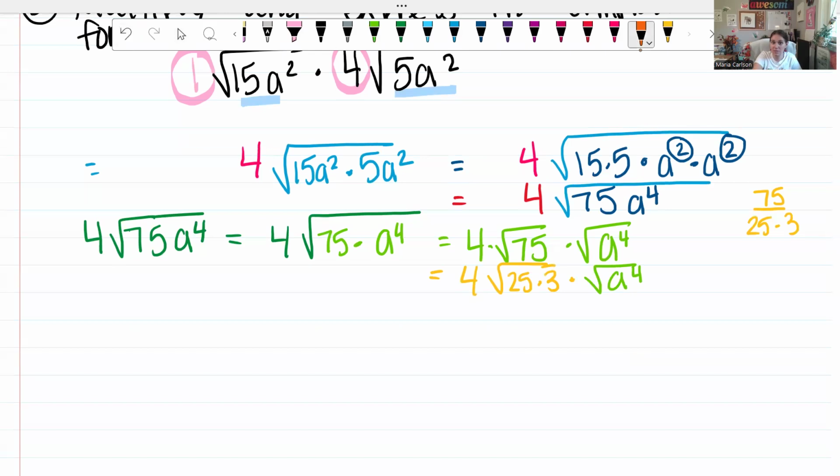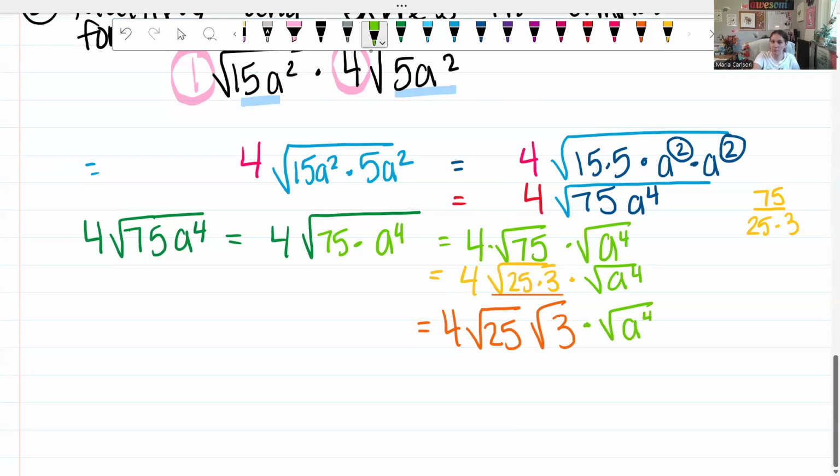And keeping on simplifying, we can break this radical up. This is 4 times the square root of 25 times the square root of 3. So just breaking what we know about this radical up. And then that is being multiplied to the square root of a to the 4th power. All right, now the square root of 25, like we talked about, it's a perfect square. The square root of 25 is 5.